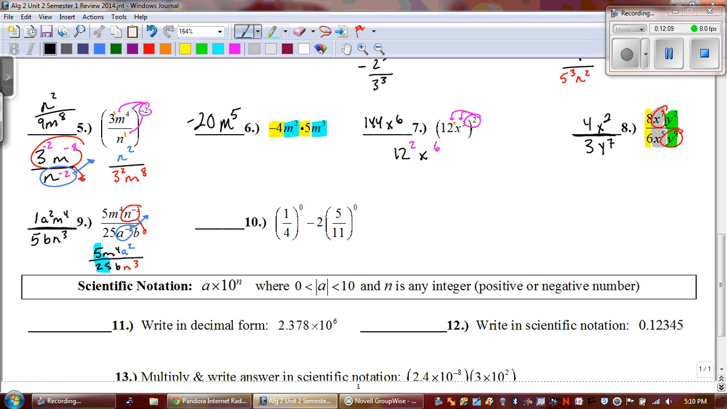All right, number 10. If your exponent is 0, your base turns into 1. Once again, my exponent is 0, my base turns into 1. However, negative 2 is not my base, so my negative 2 stays there, and there we go. So order of operations, we're doing 2 times 1, which is 2, and then 1 minus 2 is negative 1. You have to be very, very careful.